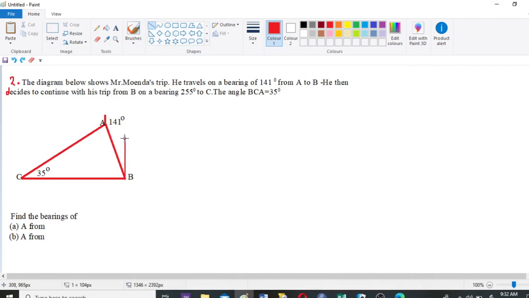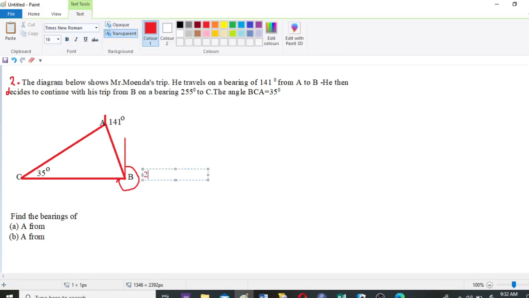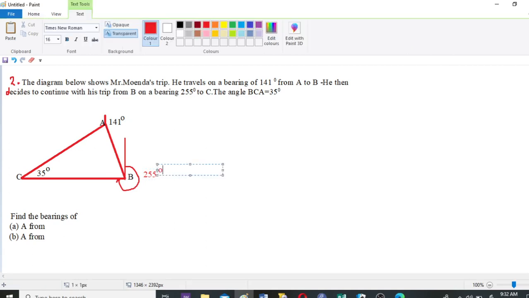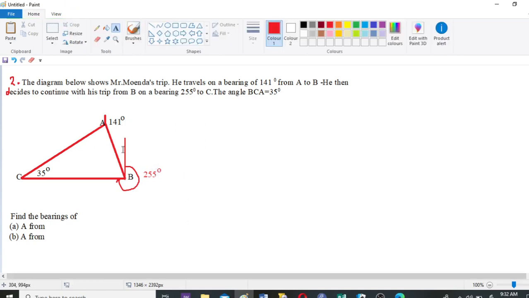So there we have our north line, and this angle 255 is from here up to here, right? So that is our 255 degrees. Okay, like that. Right, so this is our B, and that one is our C. Now we can proceed to solve the questions.